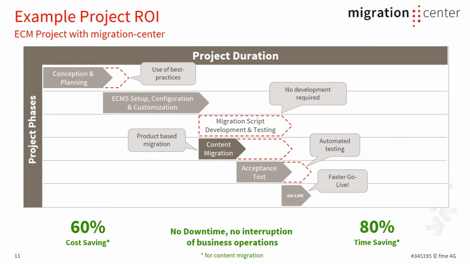And also during the acceptance test, we can help you because Migration Center provides a couple of functionalities to validate your migration before you commit the data to the target repository. And we also have a couple of automated test scenarios inside Migration Center that help you make sure that the content migration works as you expected, and that, for example, no rollbacks are required. All of those things result in about 60% cost saving and 80% time saving for the content migration topics within your enterprise content management project.